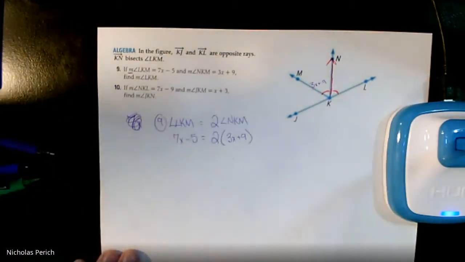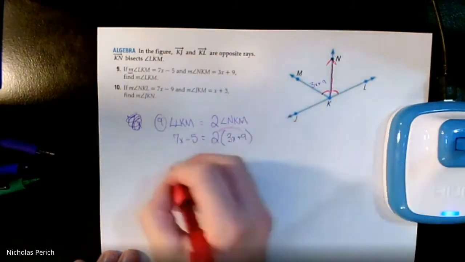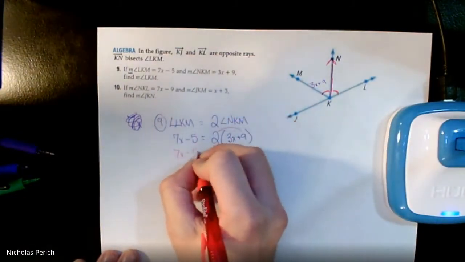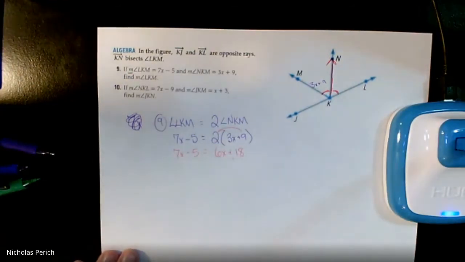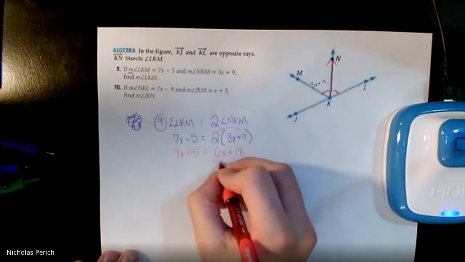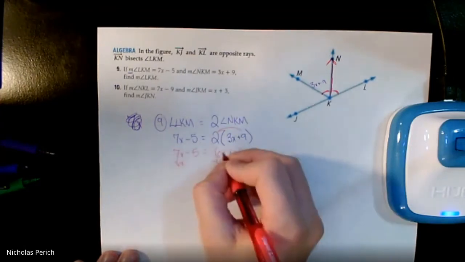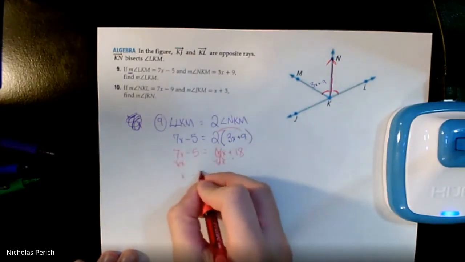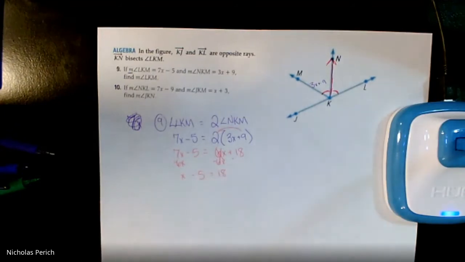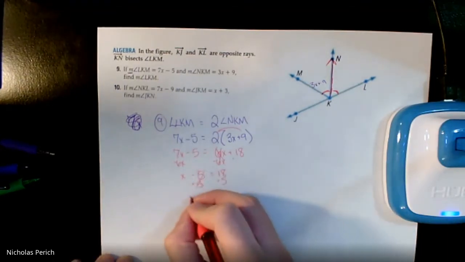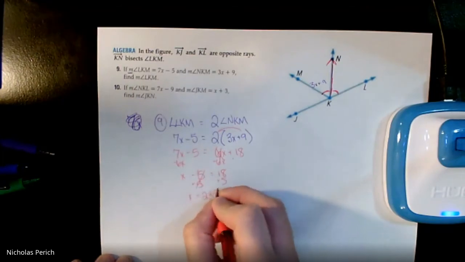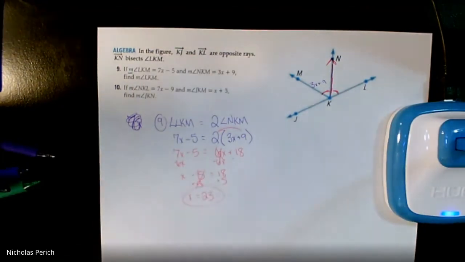And now it's just an equation with variables on both sides. I do distributive property. 7x minus 5 equals 6x plus 18. I'm going to subtract 6x from both sides, and that makes life super easy. x minus 5 equals 18. And then when I add 5 to both sides, I get 23. Now let's just take a step back and understand what we're doing.